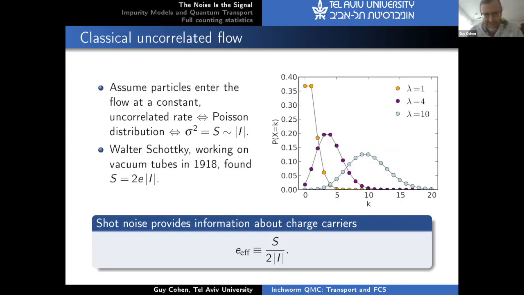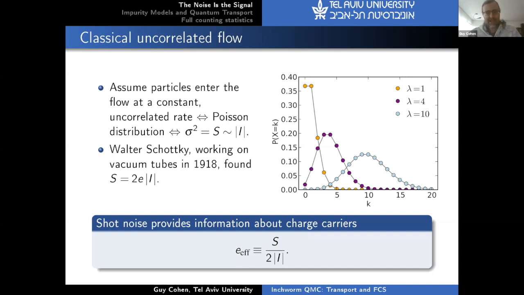This was first thought of by Schottky, who was looking at electrons coming out of vacuum tubes. What you can work out in just a few lines of algebra is that if particle tunneling events, or whatever you're measuring, are completely uncorrelated, they come from a Poisson distribution, and in a Poisson distribution the variance is proportional to the mean, which is the current in this case. You can find the proportionality constant: it's essentially the charge of the particle, or in the case of water, the mass of a water particle, if you're measuring current in mass units.